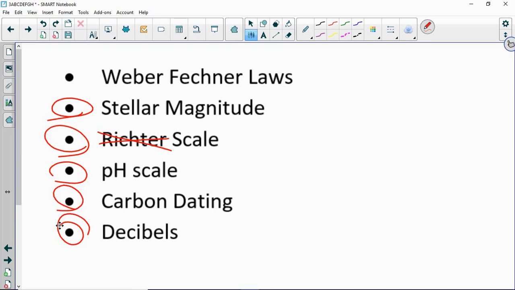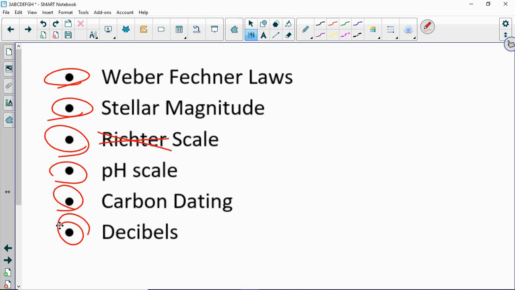And my favorite here is the Weber-Fechner laws, which essentially says, in a nutshell, that human perception of various things is actually based upon logarithms. In other words, your brain takes in external stimuli and interprets it logarithmically.